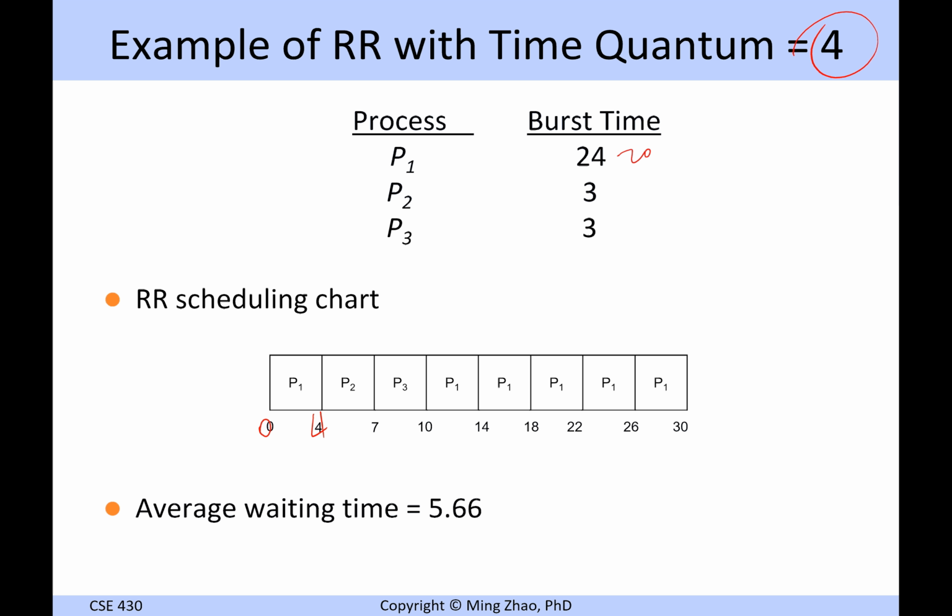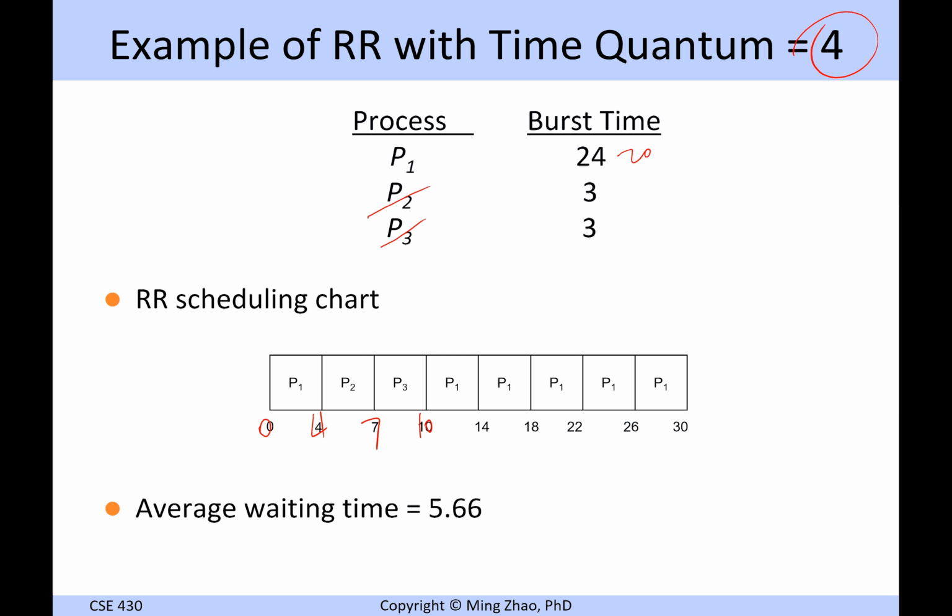P2 leaves the processor at time 7. And then next we schedule P3. P3 also has a CPU burst of 3, so it also finishes before its time quantum is used up. So it leaves the processor at time 10. After that, P2 is completely done with its CPU burst, and P3 is also completely done with its CPU burst.